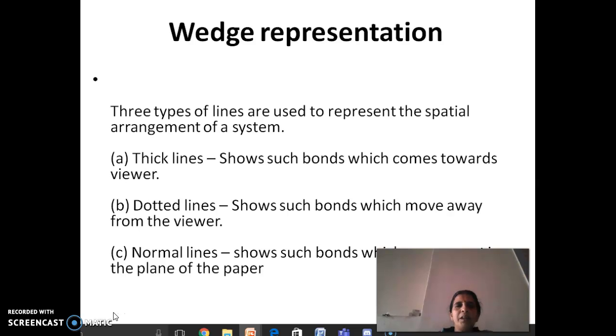First one, wedge representation. There are three types of lines which are used to represent the spatial arrangement of a system. First one, thick lines, which show the bonds which come towards the viewer. Dotted lines show the bonds which move away from the viewer. Normal lines show the bonds which are in the plane of the paper.